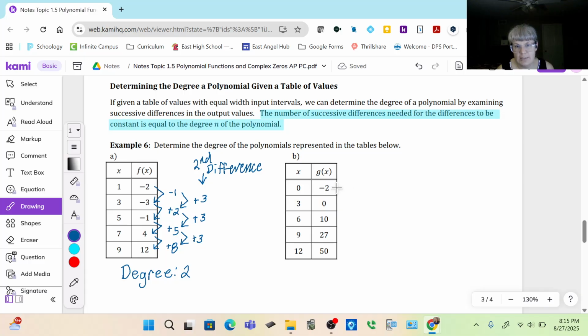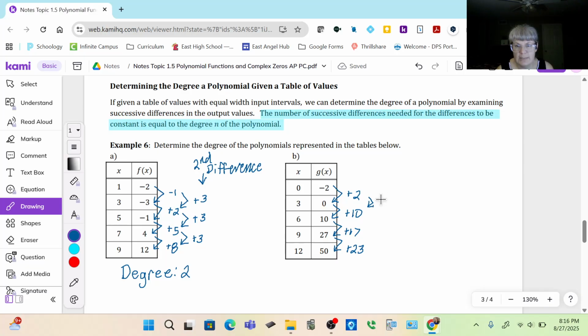If I take a look at example B, -2 to 0, I add 2, 0 to 10. I should also point out I'm able to do this because my inputs are equal length intervals, meaning it's the same space on my input side. So 0 to 10, I'm adding 10. 10 to 27, I'm adding 17. 27 to 50, I'm adding 23. I don't have a constant value here yet.